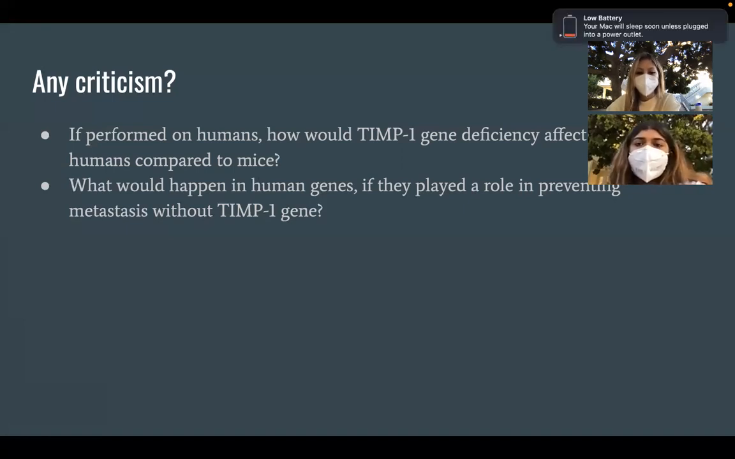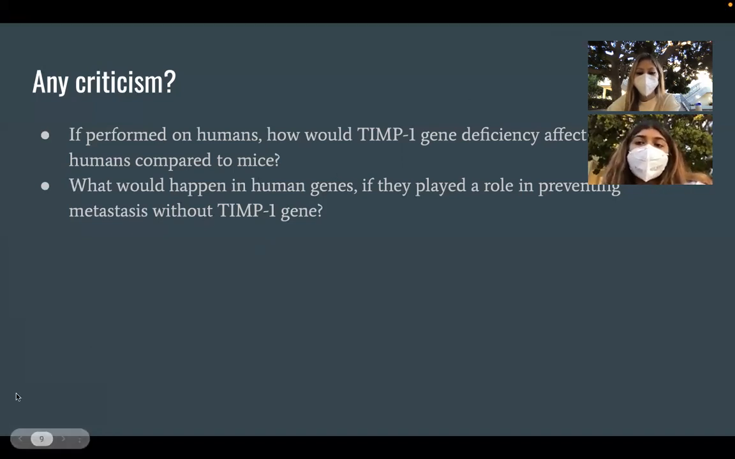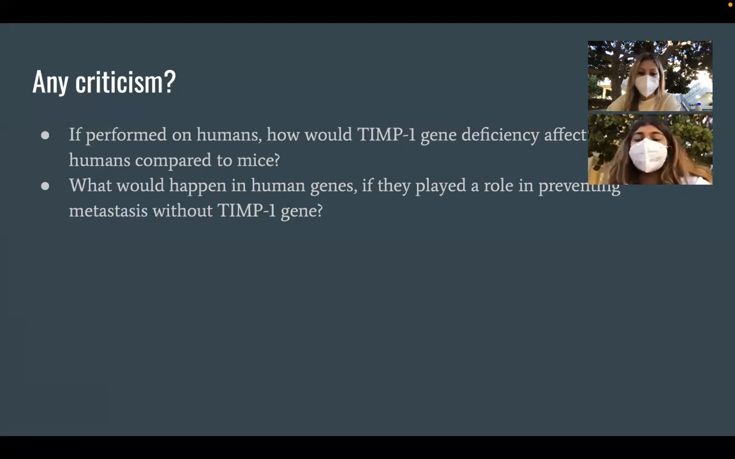And so with that question, I am wondering how the TIMP1 gene deficiency would affect us if that gene was removed, which also follows up with the second question: what would happen in human genes if they played a role in preventing metastasis without the TIMP1 gene? Like what other genes would come and prevent those metastatic prostate cancer cells from spreading so quickly? That's the question we both came up with as we started researching and figuring out all the figures and experiments of this certain figure 6.